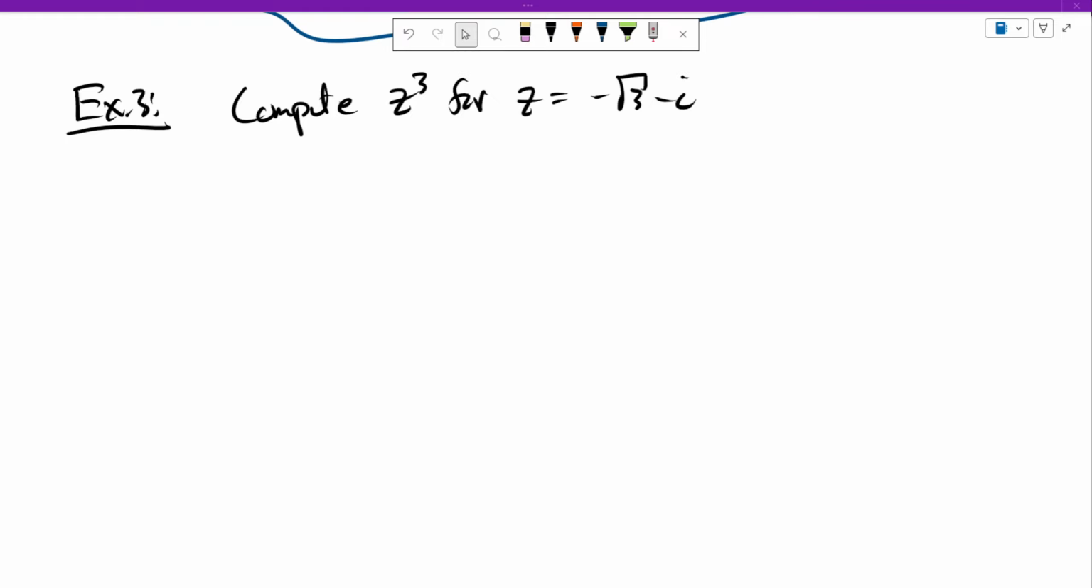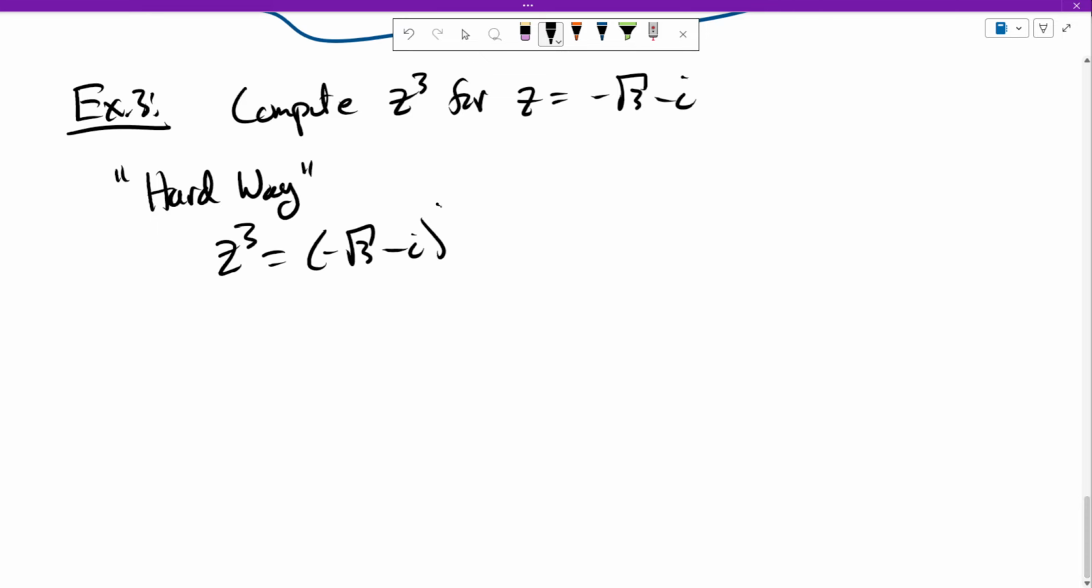In this example, we're going to compute a power of the z we've been playing with here. And we're going to do it in two ways. We're first going to do it the hard way. Well, it's not hard, it's just there's some bookkeeping. And the hard way uses the binomial theorem. So we're taking that and we're cubing it.